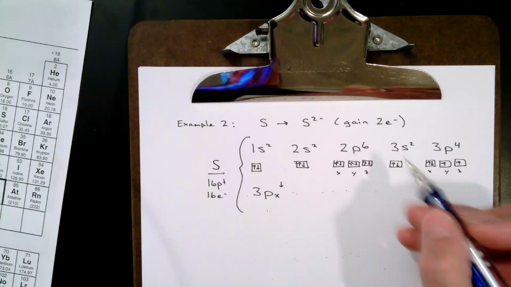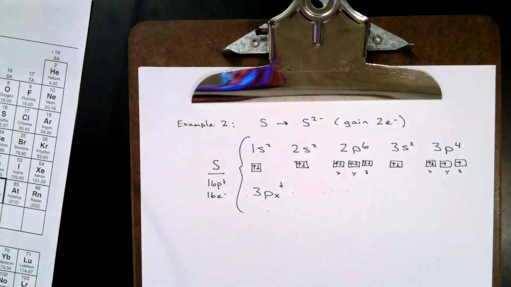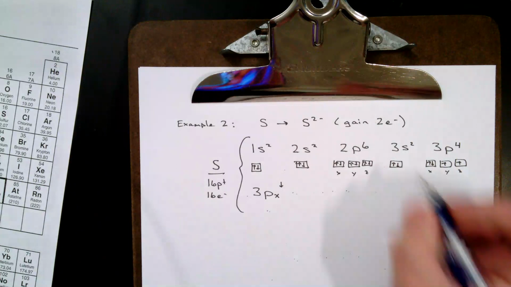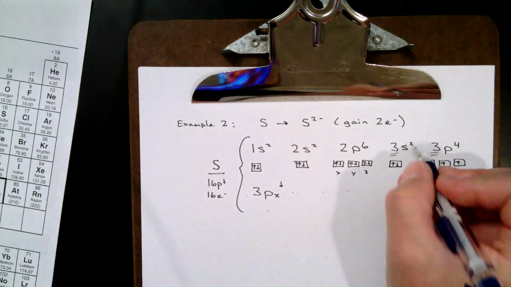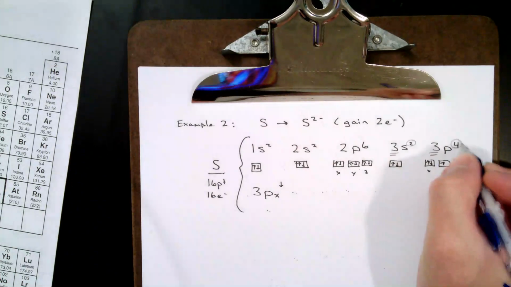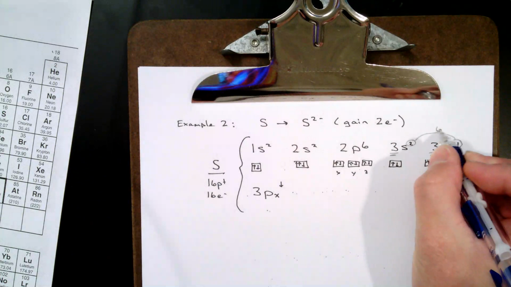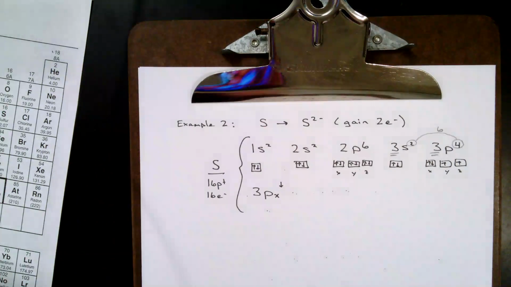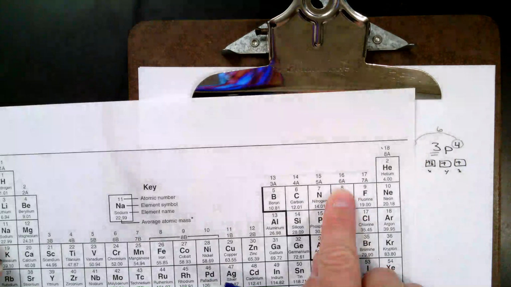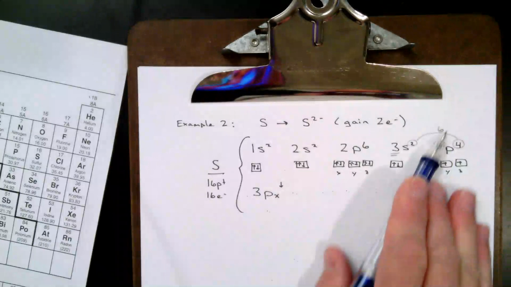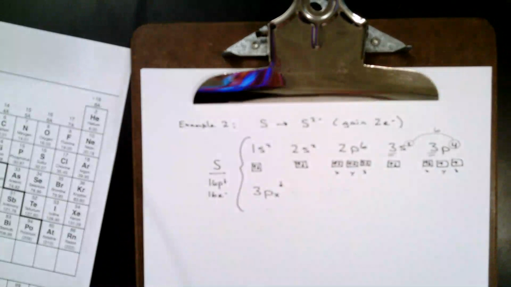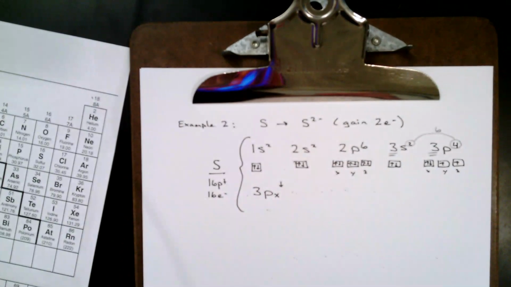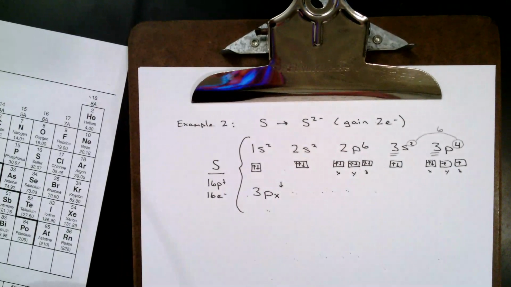If right now you look at the last energy level, energy level 3, or principal quantum number 3, you can see it has 2 electrons here, 4 electrons here, which only gives it 6 valence electrons. That's why it's sitting in column 6A. It wants to gain 2 electrons so that it can have a full outer principal quantum number with 8 valence electrons.